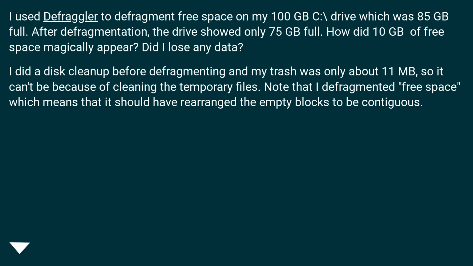Did I lose any data? I did a disk cleanup before defragmenting and my trash was only about 11 MB, so it can't be because of cleaning the temporary files. Note that I defragmented free space, which means that it should have rearranged the empty blocks to be contiguous.